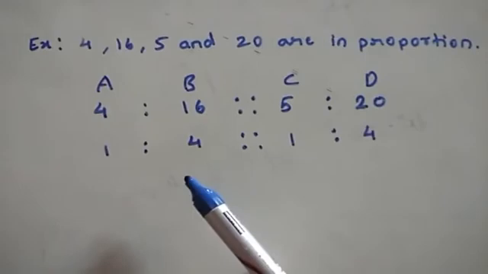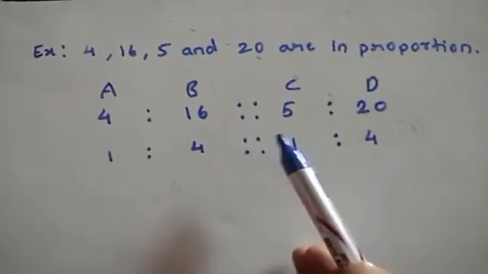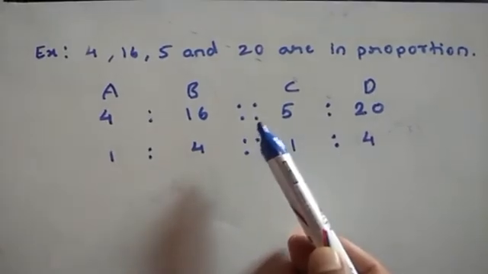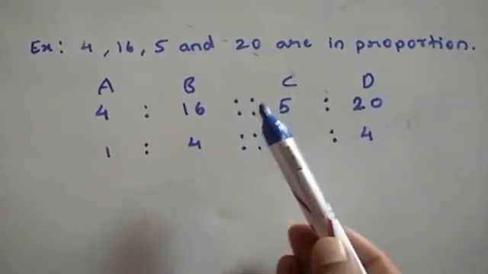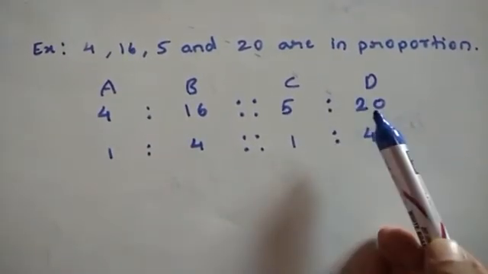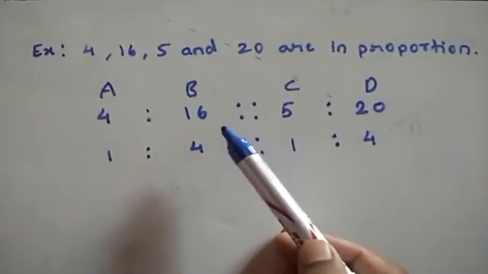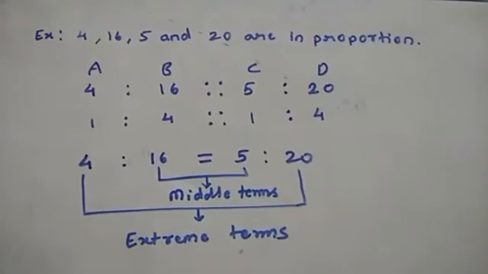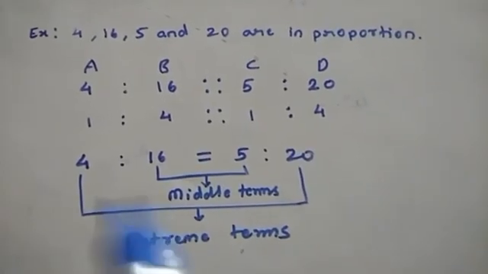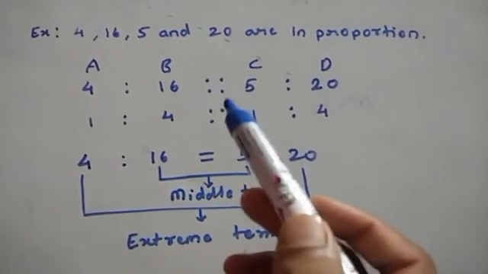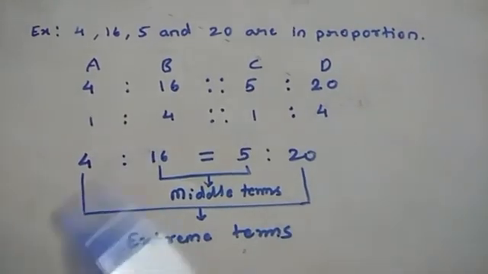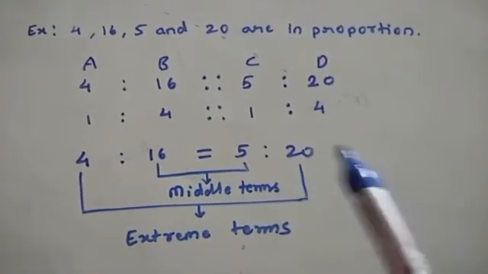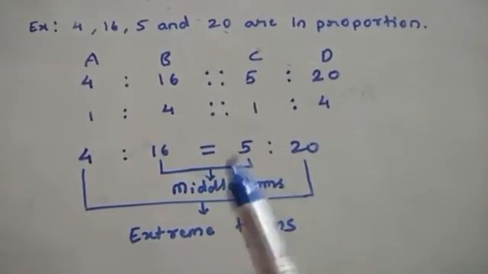As well as you remember how to read this: 4:16 as 5:20, this symbol can be read as "as". As well as students, you remember this also, that 4:16 as 5:20 we can write as 4:16 is equal to 5:20. If they are in proportion only, the equal to sign will come.